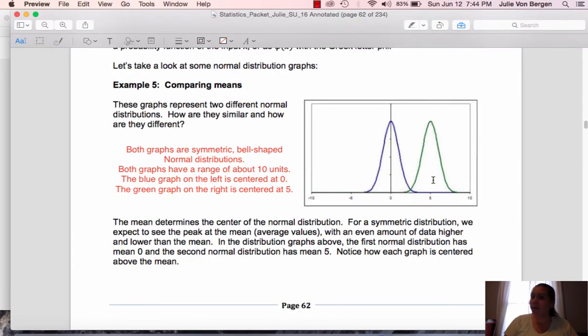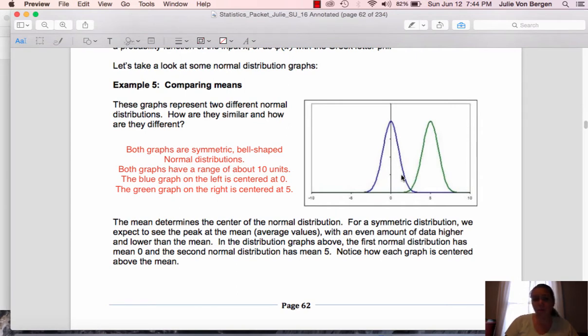So in example 5, we're going to compare two graphs here, and there's a graph on the left centered at 0, and the graph on the right in green on my screen is centered at 5. And so they're both normal distributions. They both have the bell shape. They're both symmetric. And so we want to think about, well, how are they similar and how are they different? And it looks like they're just copies of each other, but shifted in different directions.